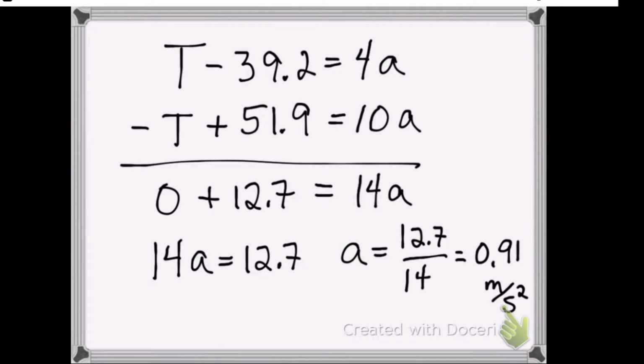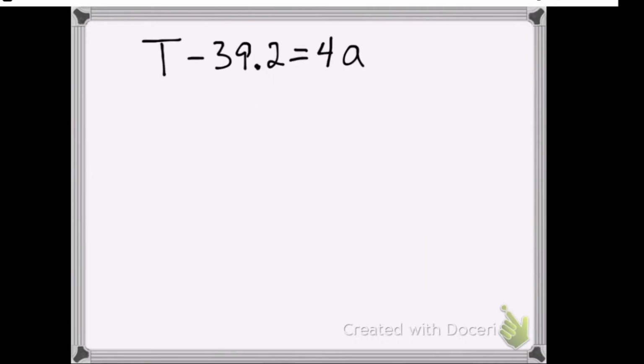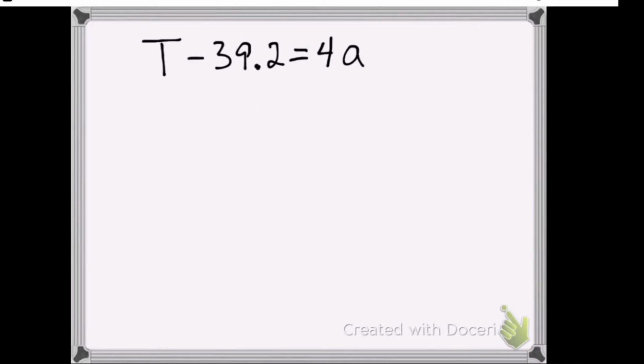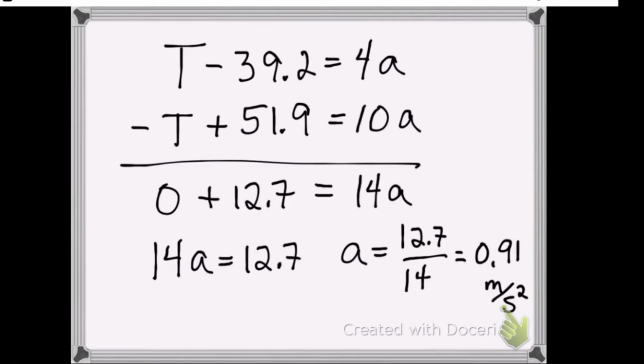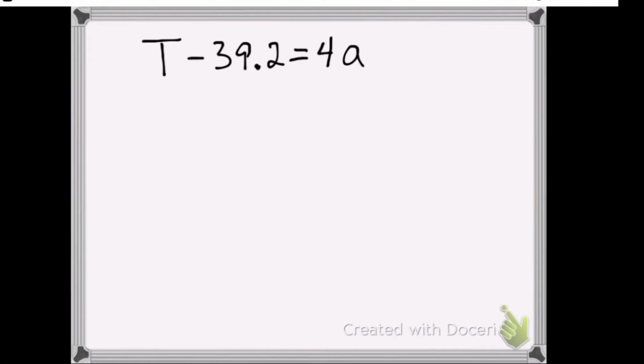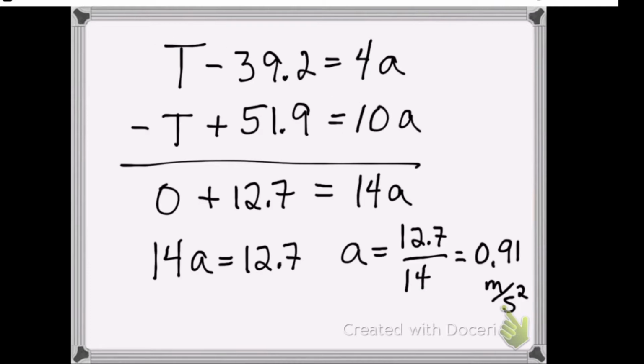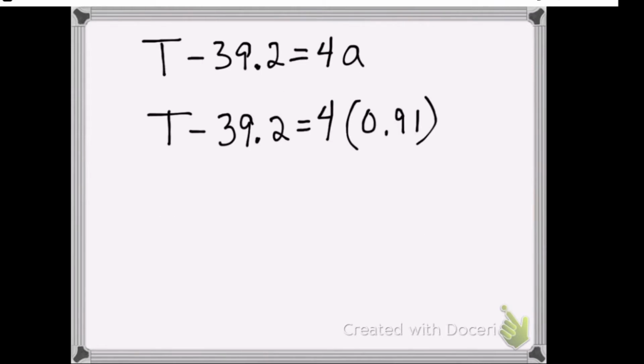Okay, so now that we have the acceleration, we can go back and figure out what the tension is. So we're going to rewrite, whoops, I went backwards. Oops, what did I do? Okay, well, I've got t minus 39.2 is equal to 4a. Okay, well, we'll use that. And I know that this means that we have t minus 39.2 equals 4 times a, but a is 0.91, which is what we just calculated a moment ago, 0.91 meters per second squared.